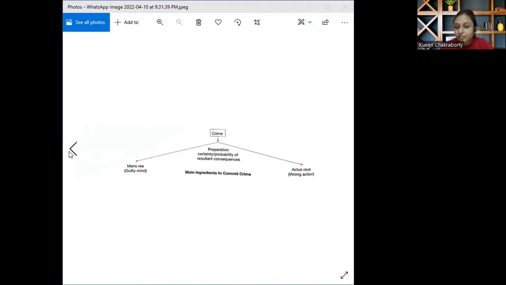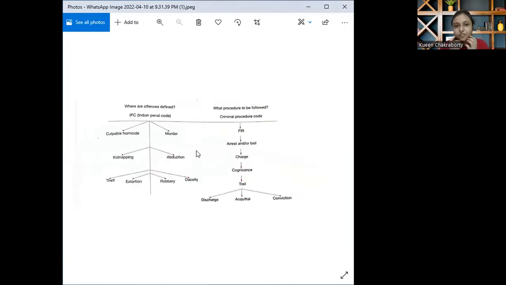Okay. So if I talk of this, I have a diagram for you. If you can see, where are offenses defined? IPC, Indian Penal Code. Culpable homicide, murder, kidnapping, abduction, theft, extortion, robbery, dacoity. Next, what procedures are to be followed if there are such things? That means culpable homicide or murder, kidnapping, abduction, theft, extortion, robbery, dacoity. If these things happen, what are we going to do?